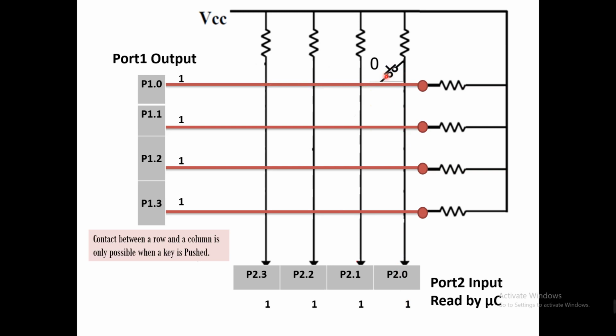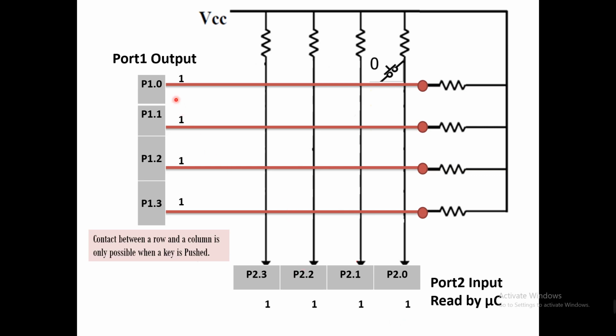When we push this switch, this value 1 is connected with this value 1, and here will be 1. So there will be no change. The value is still 1. Okay, that's strange. Now move to the next. What we have seen is that even if we press this switch, the status is not changed here. The microcontroller will read 111.